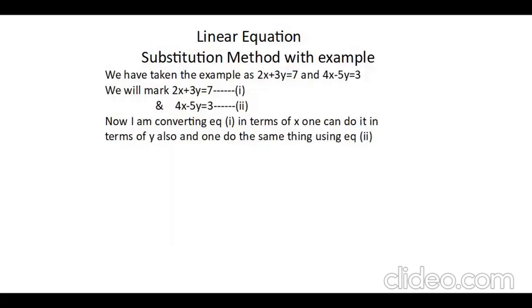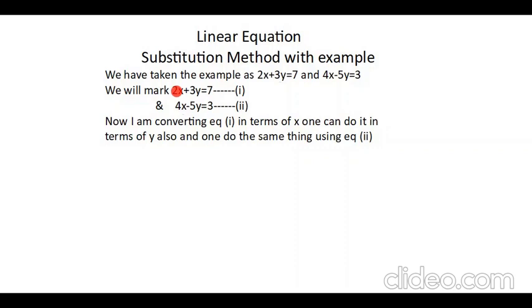I have taken up the example as 2x plus 3y equals 7 and 4x minus 5y equals 3. Now we need to solve these two equations and find out the values of x and y. I have marked the equation 2x plus 3y equals 7 as equation 1 and 4x minus 5y equals 3 as equation 2. Now comes the most important part.